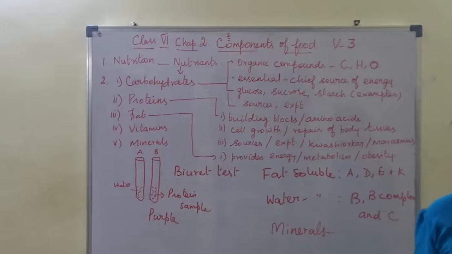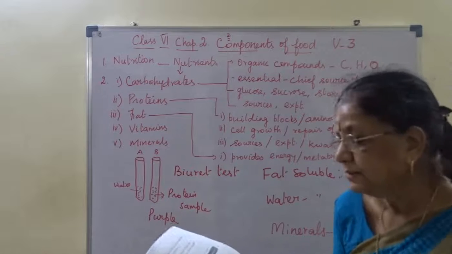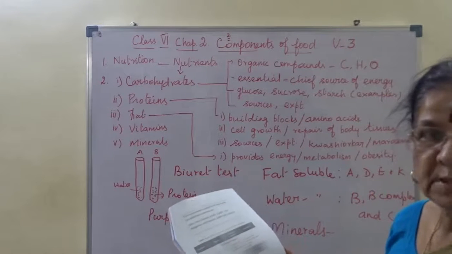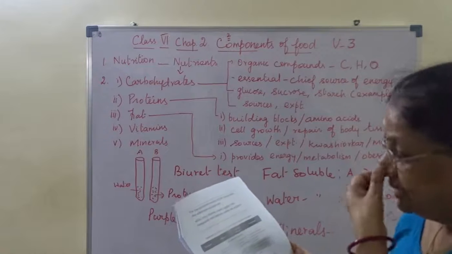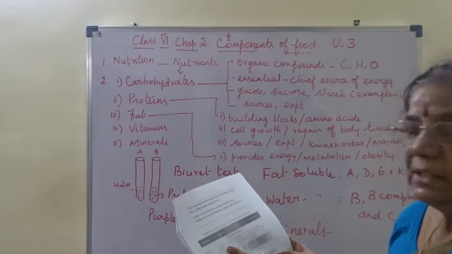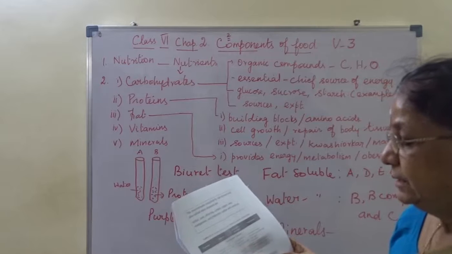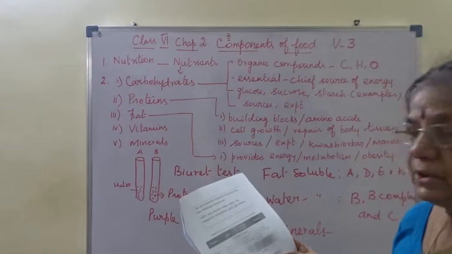So other names of this vitamin: retinol, calciferol, tocopherol and derivatives of phenol. You should know these. And the sources we have studied. I have shown you some fruits, such as carrot, papaya, leafy vegetables, fish liver oil, egg yolk, liver and dairy products.